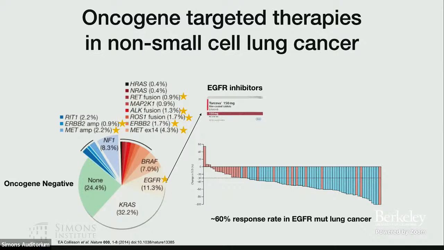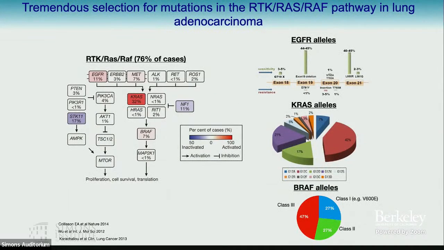However, these oncogene negative tumors, or tumors that don't have mutations that are currently druggable, don't benefit from such precision medicine approaches. And because of this selection for this pathway, we thought this would be a case where the networks might be able to tell us a little bit about what's going on, with our particular interest in these oncogene negative tumors.